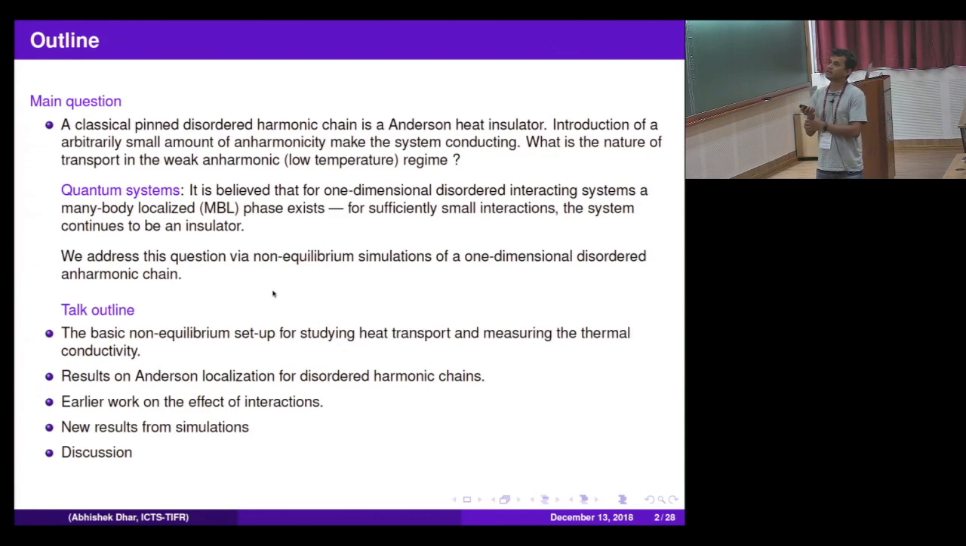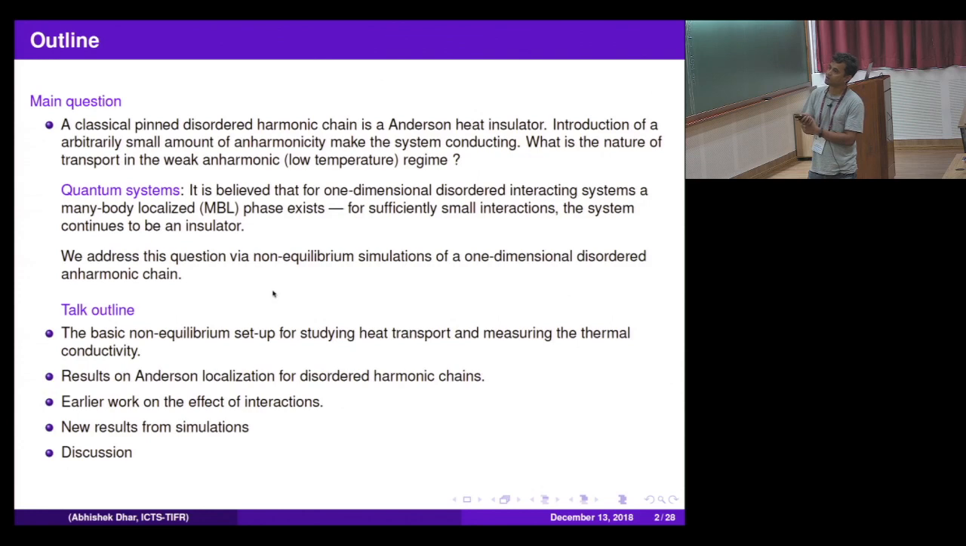This is classical, so you can compare it with the question of MBL in quantum systems, where it is believed that there is a many-body localized phase, so that if you keep decreasing the interactions, at some point it becomes an insulator. So this is what you expect in quantum systems. In classical systems, you expect that there's no such phase. It becomes conducting for any anharmonicity. So there's no MBL phase, but you can still look for some signatures of localization. Okay, so this is the system we study, which I'll describe in more detail.